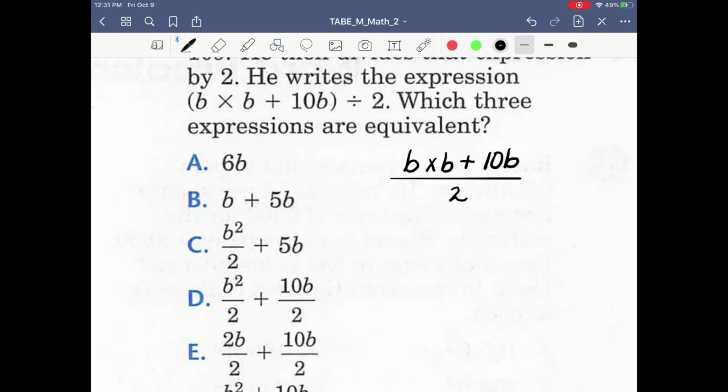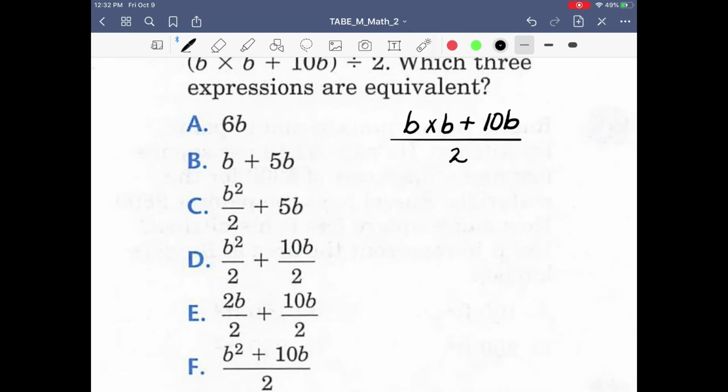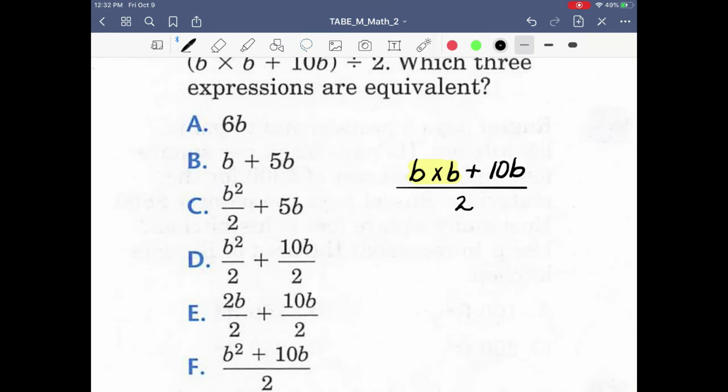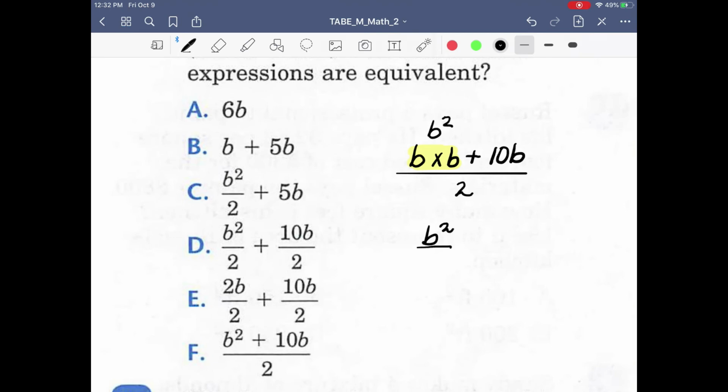Now remember a minute ago what we did when we had a fraction like this. Remember, you can break that fraction down. But before I do that, let's focus right here just a minute. What's another way to write b times b so that we don't have to look at that big string of b's? We can call that b squared. So could I say b squared over 2 plus 10b over 2? Is that legal to do that? Sure it is. I can do that as long as I keep that denominator with both. So D is one of my choices.